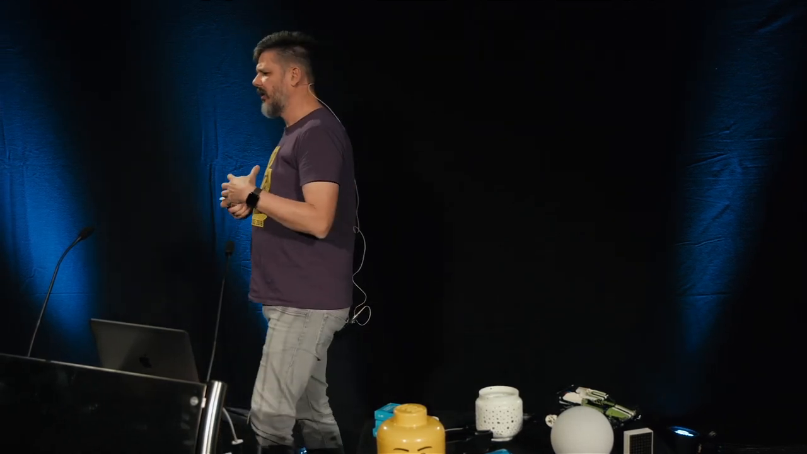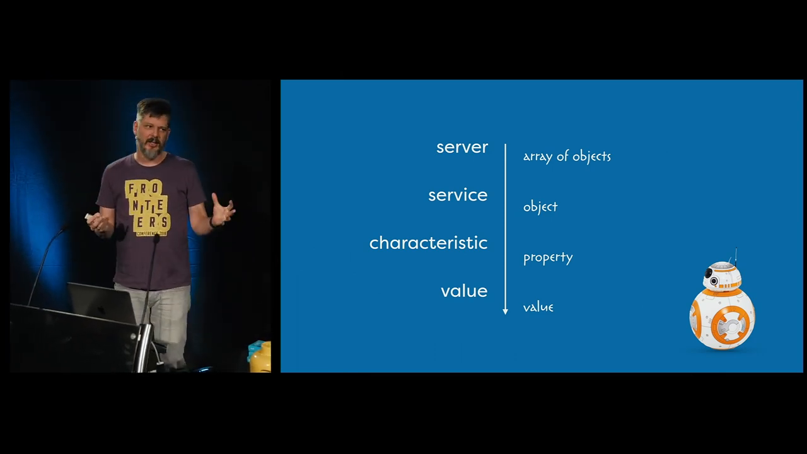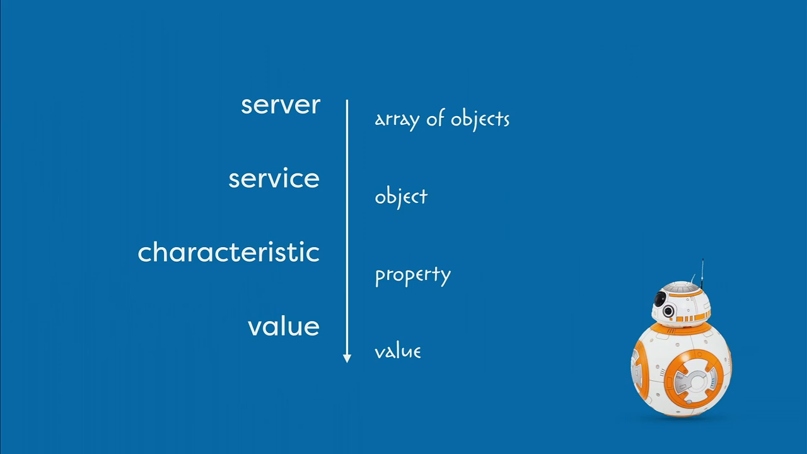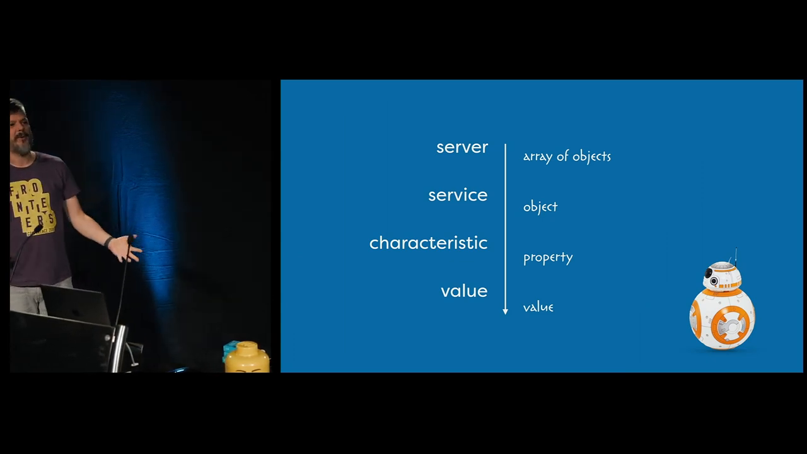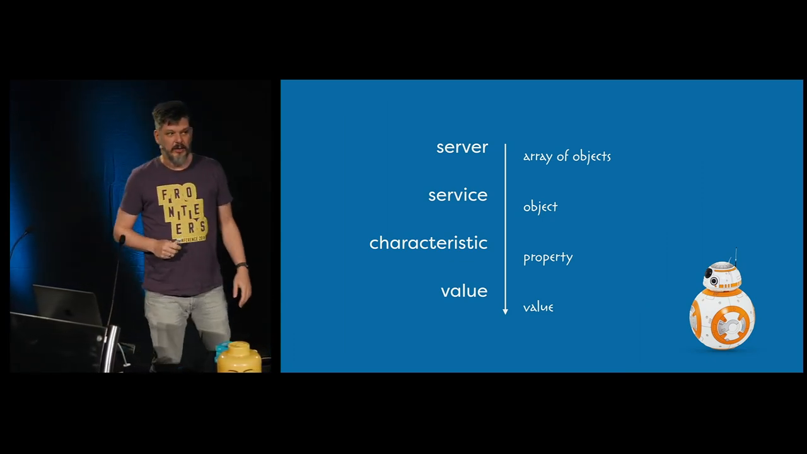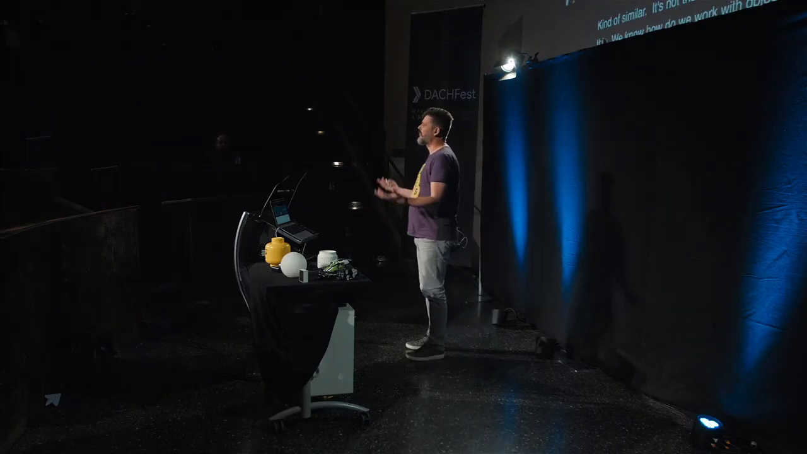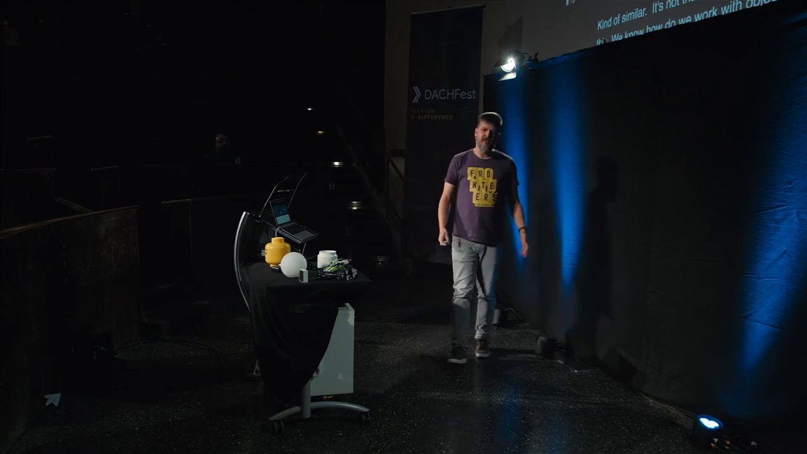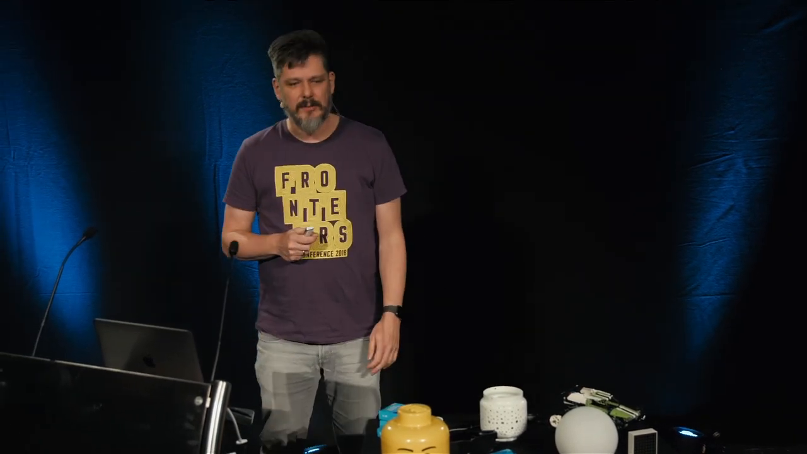So it's kind of like the server is an array of objects, and the service is an object in that array. The characteristic is kind of like a property of that object, and they have a value. It's not that simple, but basically it comes down to this. And we know how to work with objects and arrays and properties and values. So this is basically the same thing, only it's a bit more verbose, and you have to write more code to do it.